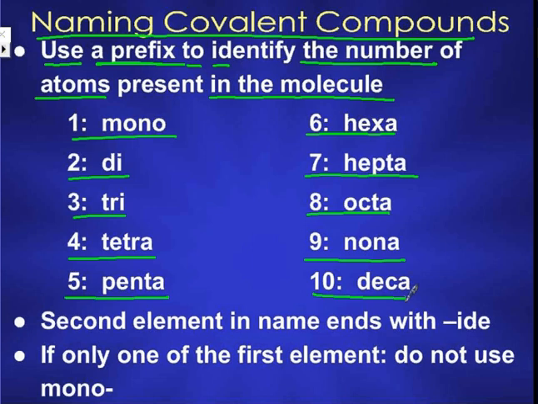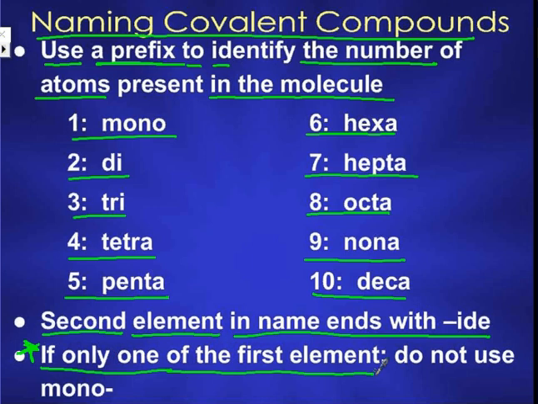So the first rule is you use a prefix to identify the number of atoms present in a molecule. The second nonmetal, the second element in the name, will always end in "ide." And we'll see some examples of this in a second. There is a caveat, an exception to the rule for using these prefixes. If there is only one of the first element in the compound, do not use mono. If there are more than one, use the prefixes for the first one. Otherwise, you will use all of these prefixes. I'll show you what I mean.